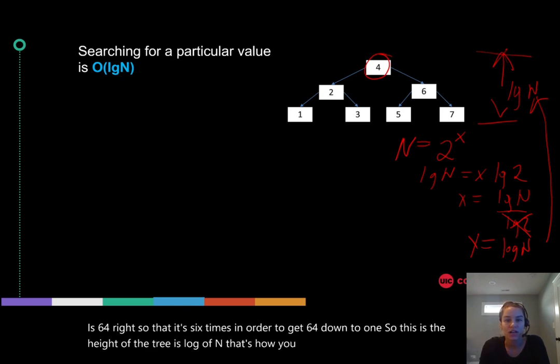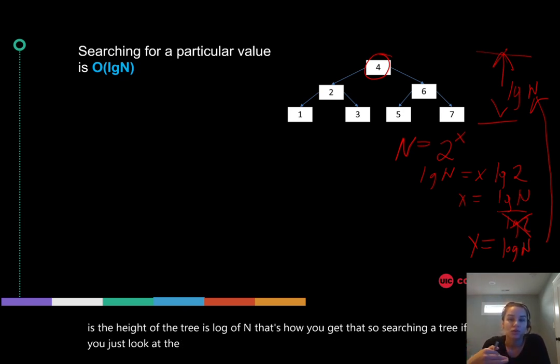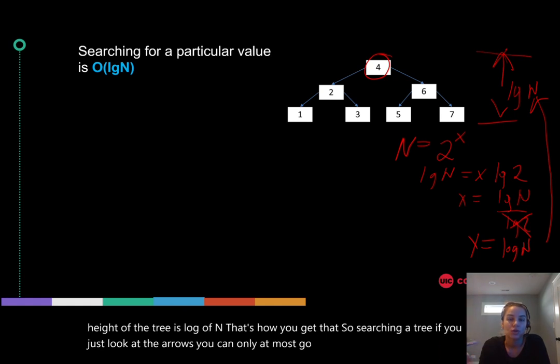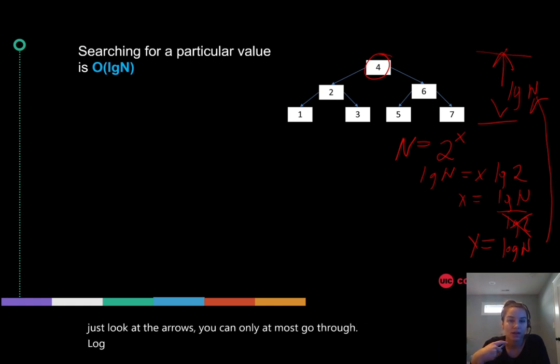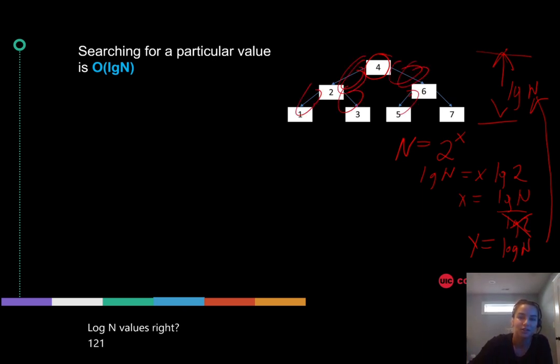So searching a tree, if you just look at the arrows, you can only at most go through log n values, right? 1, 2, 1, 2, 1, 2, 1, 2. And that's the height of the tree.